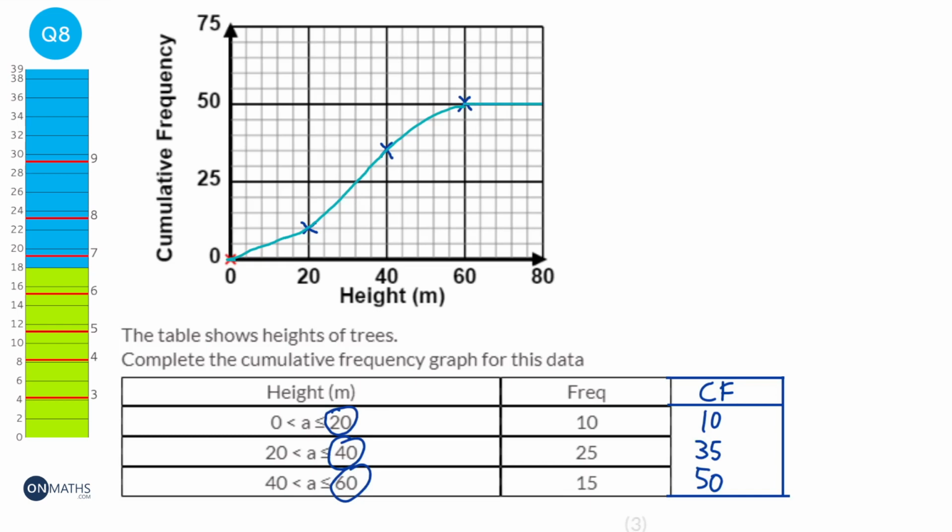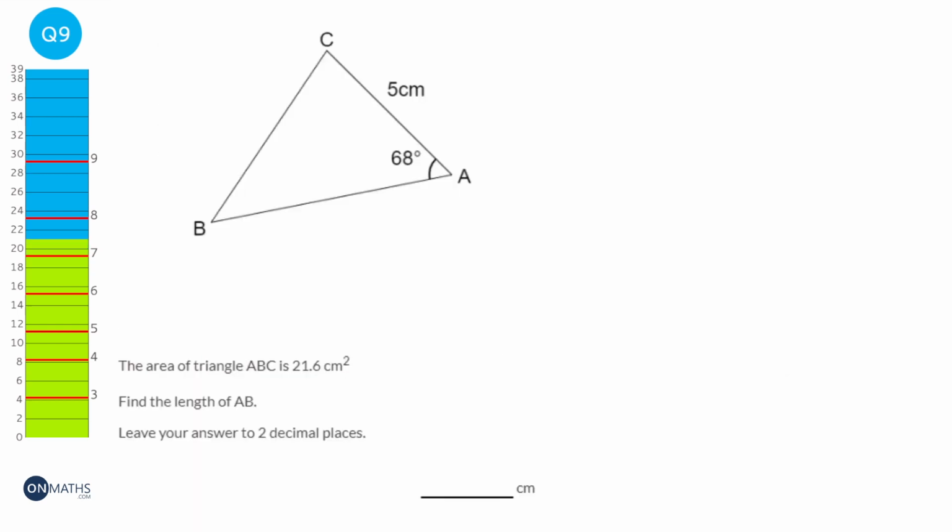Now technically I should really finish this off with a nice straight bit there, because there's just a constant 50 forevermore. Okay, so we're asked to find length AB, which is this length here.